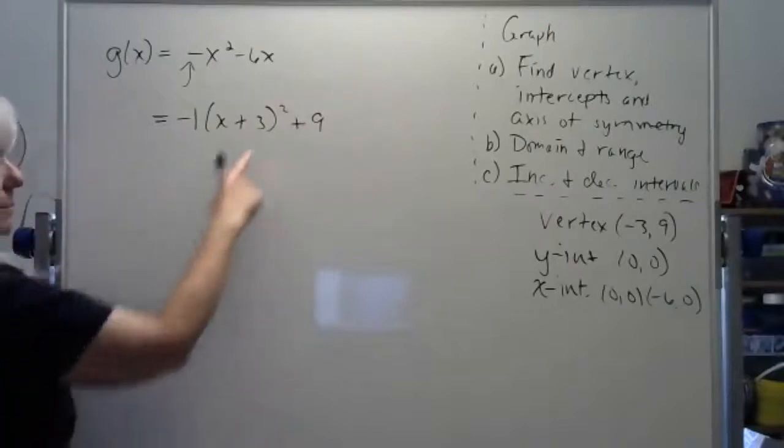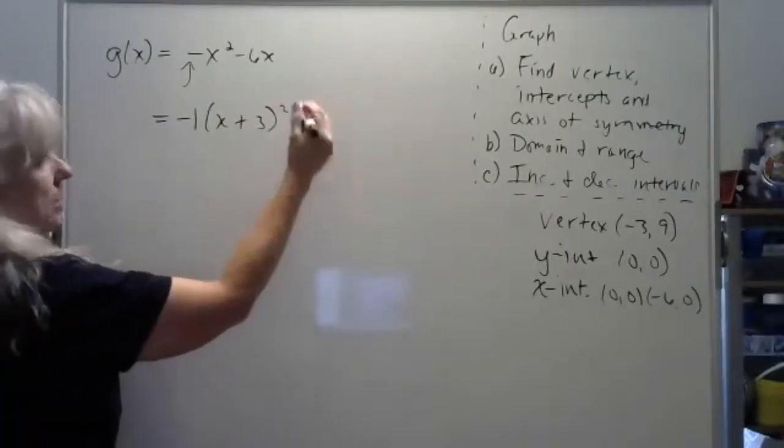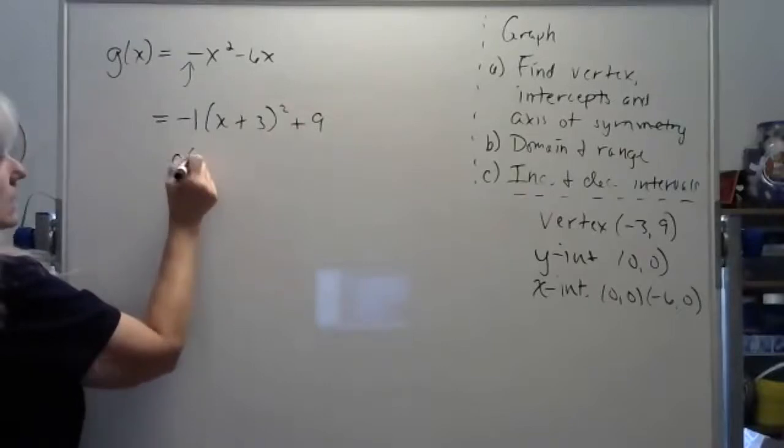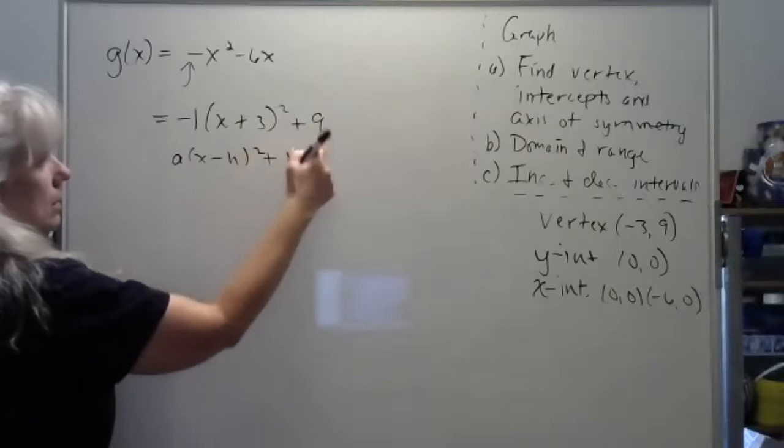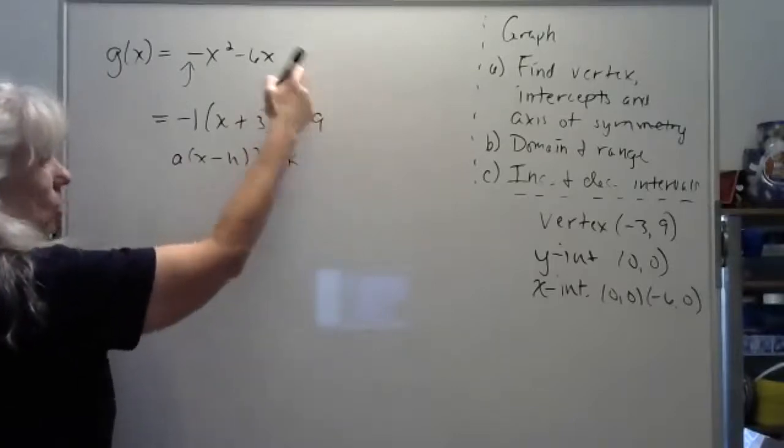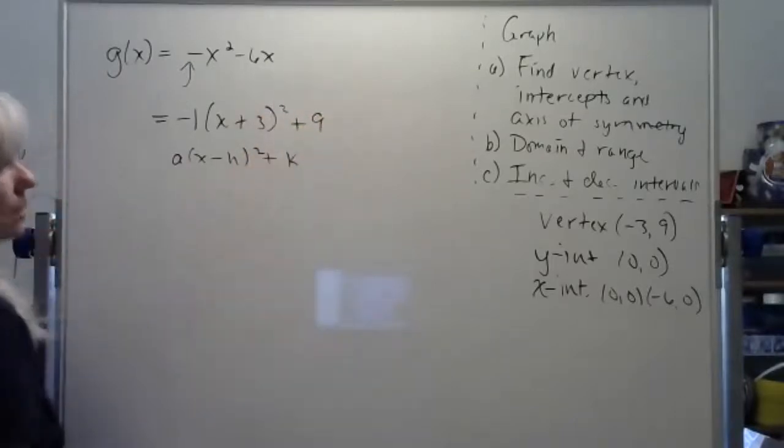Okay, so I picked up the coordinates of the vertex and put them back into that a times (x minus h) squared plus k, so that I can see that these are equivalent ones, but it's just so much easier to pull the information off of this.